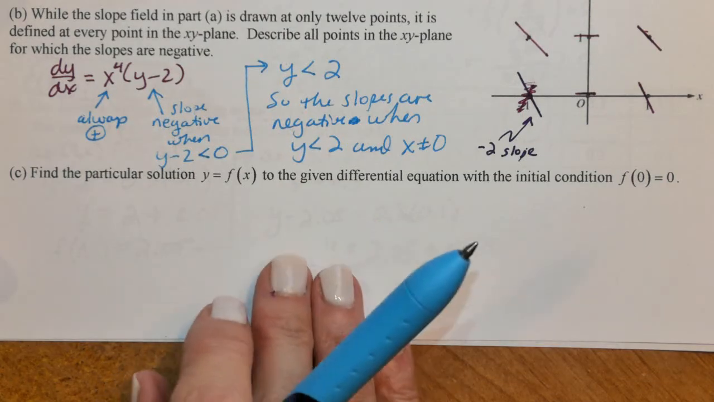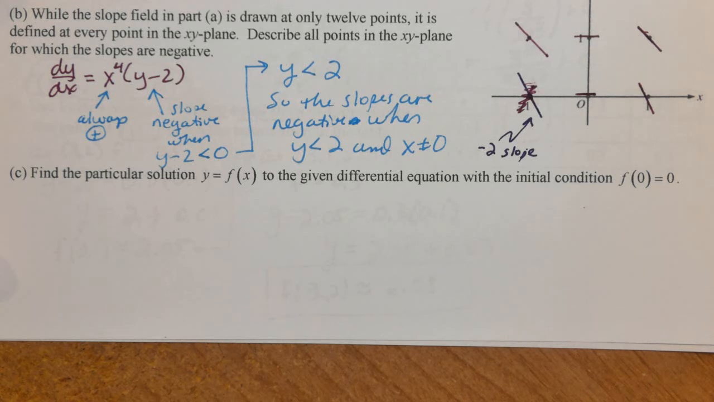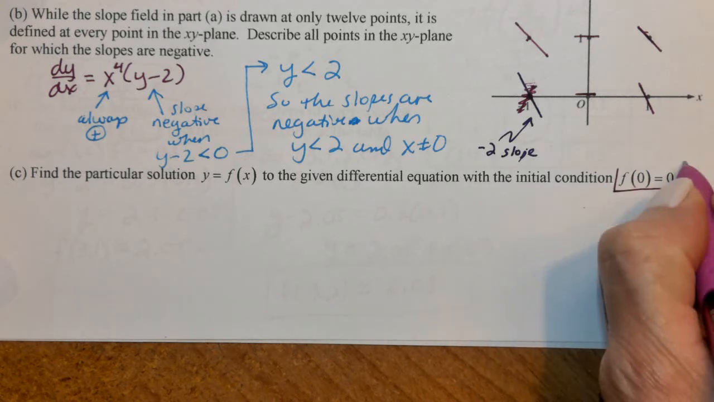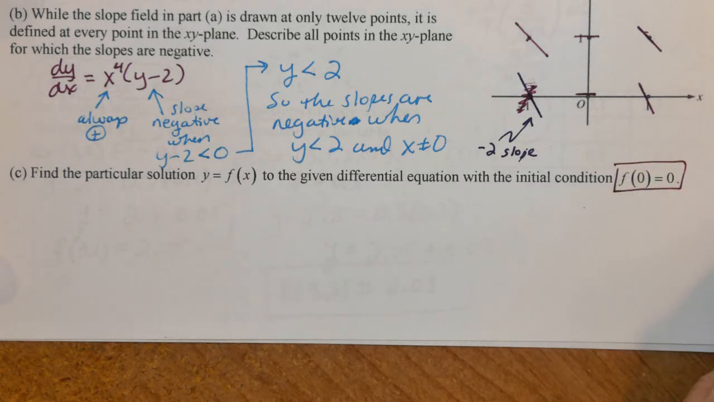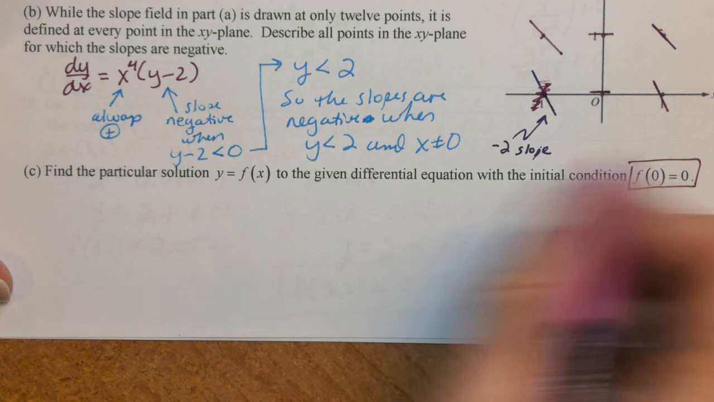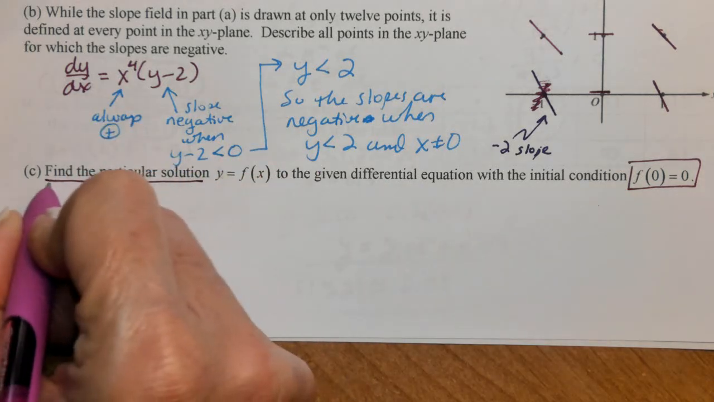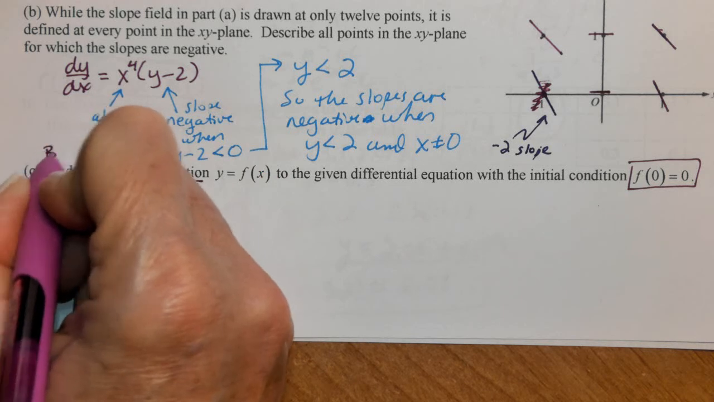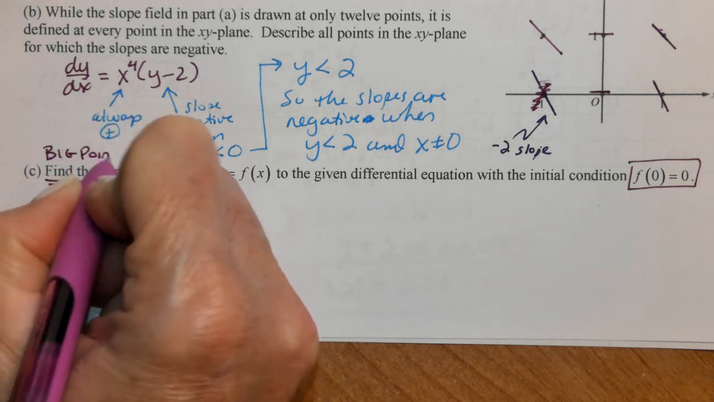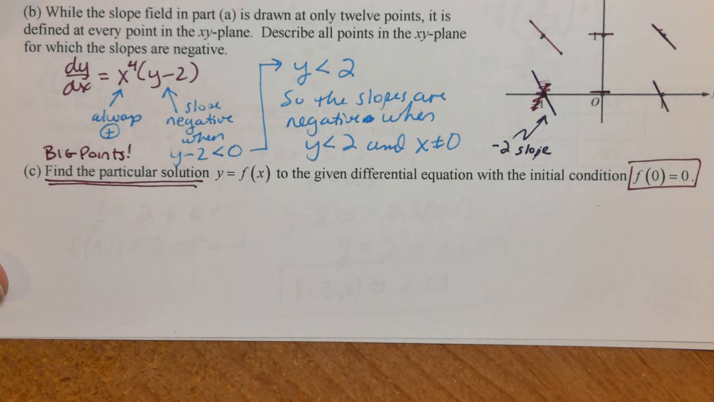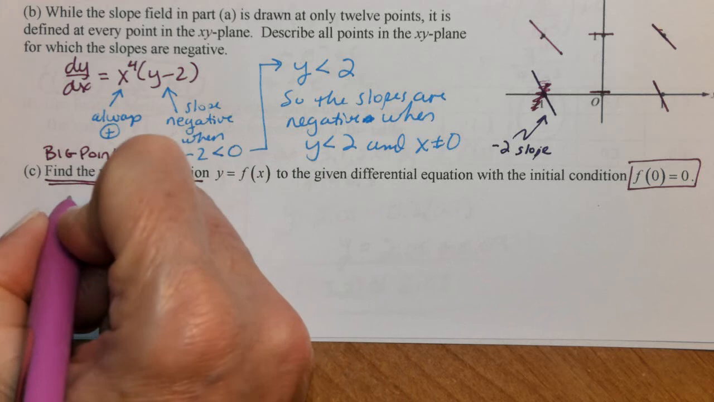And then part C, find the particular solution to the given differential equation with initial condition f of 0 is 0. All right. When you see find the particular solution, you should be thinking big points. This is going to be worth a lot. So take your time and do it right. We have our differential equation.